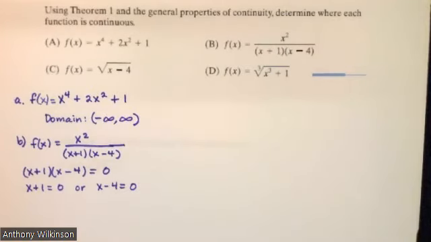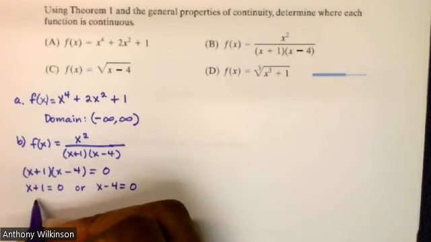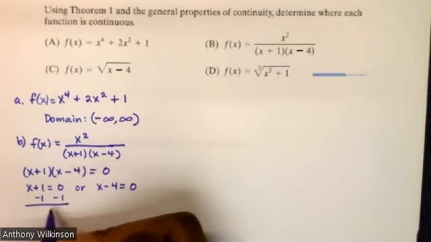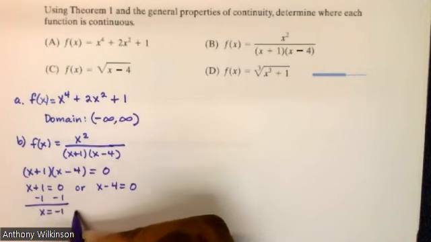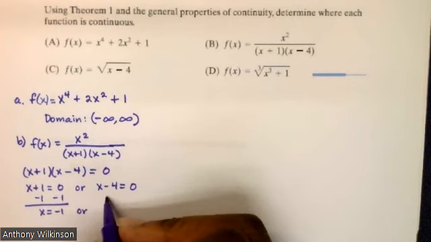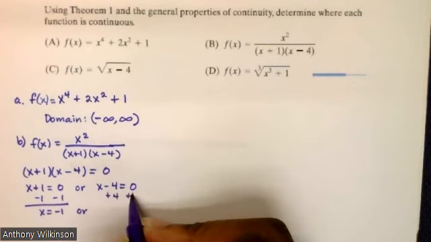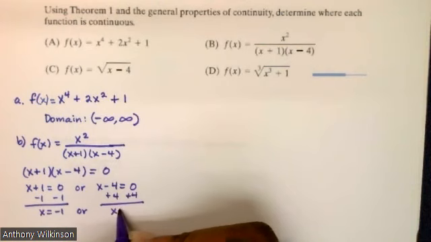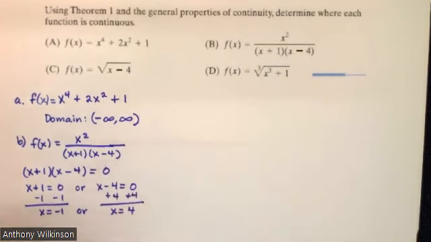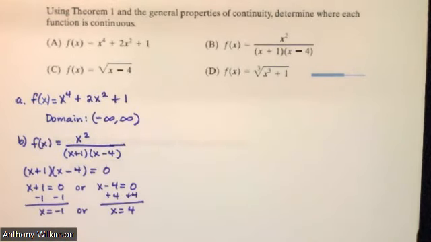And then for each equation, we're going to solve for x. So for x plus 1 is equal to 0, that means x is equal to -1. And for x minus 4 is equal to 0, that means x is equal to 4. So at -1 and 4, we're going to get a 0 in the denominator. All right.